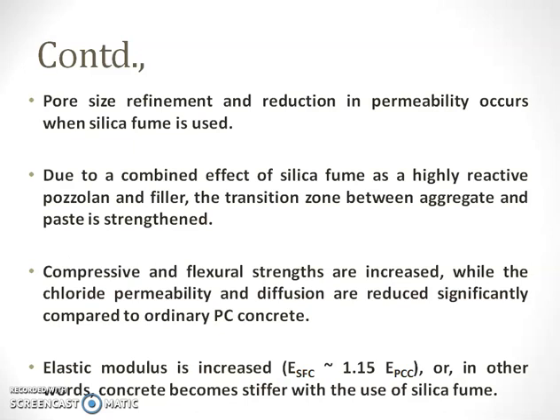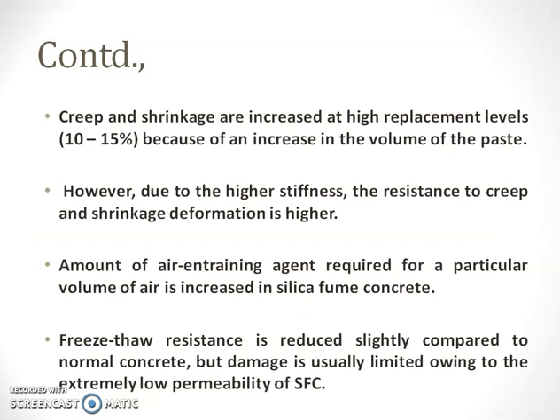Then coming to the hardened concrete properties, compressive and flexural strength will get increased, but the chloride permeability and diffusion will get reduced. All these are compared to normal ordinary Portland cement. The elastic modulus will get increased and the concrete becomes stiffer when silica fume is used. The creep and shrinkage will get reduced only when the replacement level is greater than 15%. If it is below 15%, it won't have any problem in creep and shrinkage. Due to the higher stiffness, its resistance to creep and shrinkage deformation will be higher.